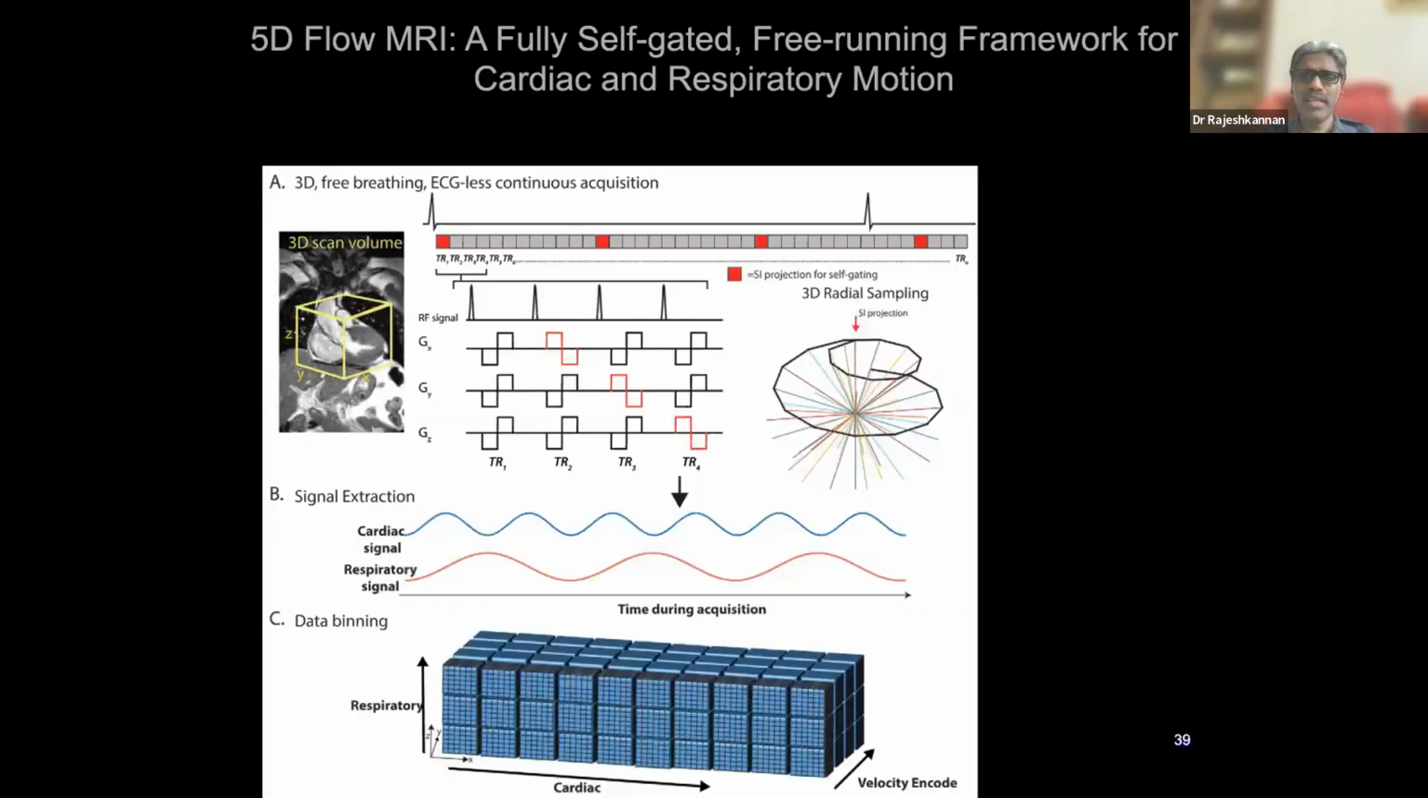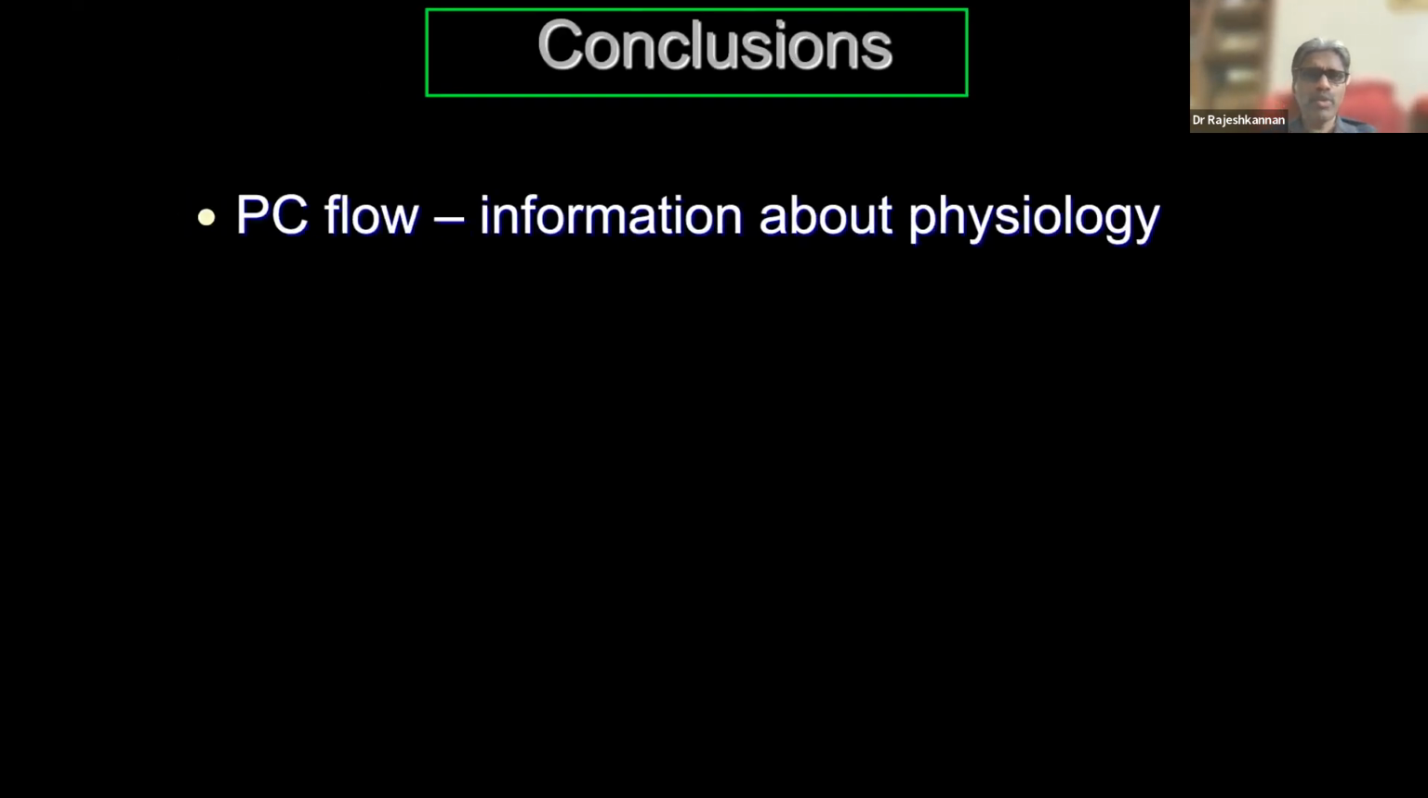We also have other recent advances like 5D flow, a self-gated free breathing sequence, which is coming up. These are currently not available for commercial purposes. It's only for research purposes, and a lot of research is going on, and understanding the physics may be a little complex. As long as we know how a 2D PC works, it will be easier to understand the newer applications.